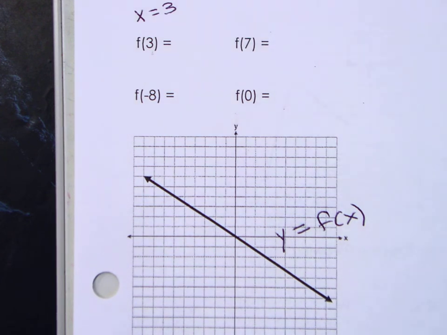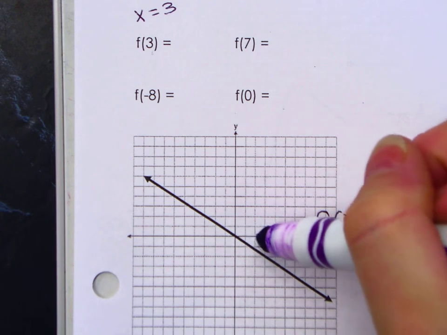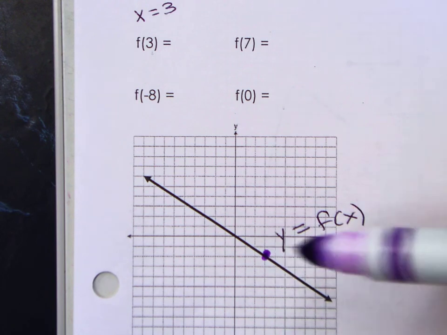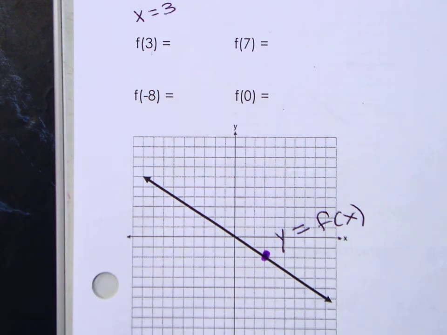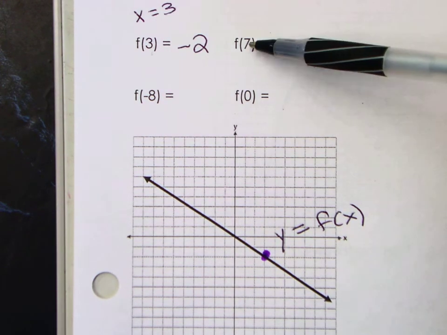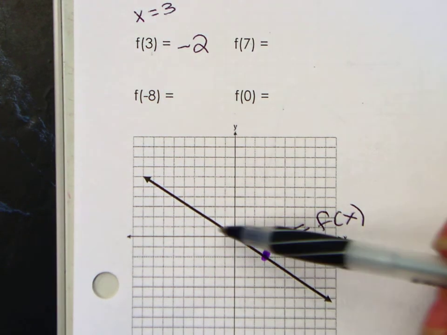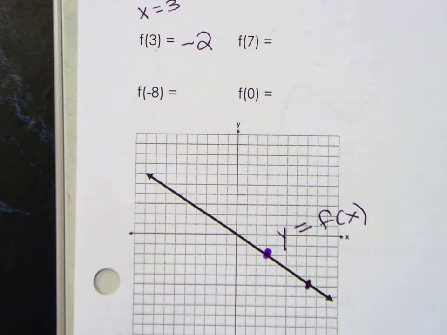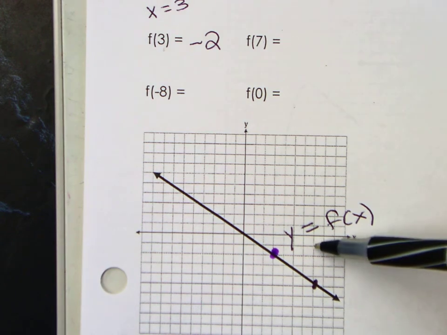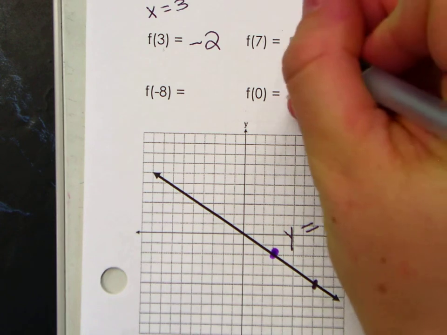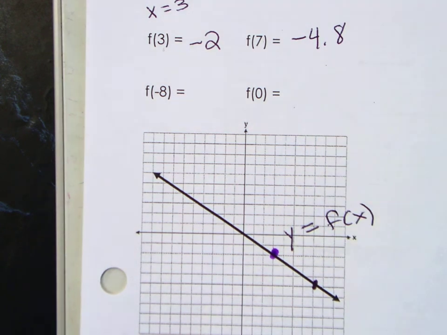So all you're going to do is go over to the x value 3. So 1, 2, 3, and then find the function. Go down. That's 3. The x value 3, what's the y value? -2. That's it. So go to the x value 7. So I'm going to go over to 7, go down to the function, and what's that value? All right, this one's kind of a little off. So it's 1, 2, 3, 4.8, -4.8, something like that.